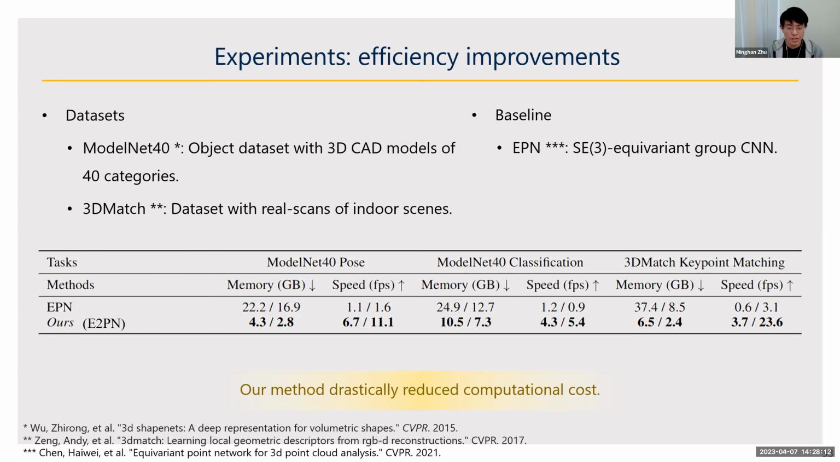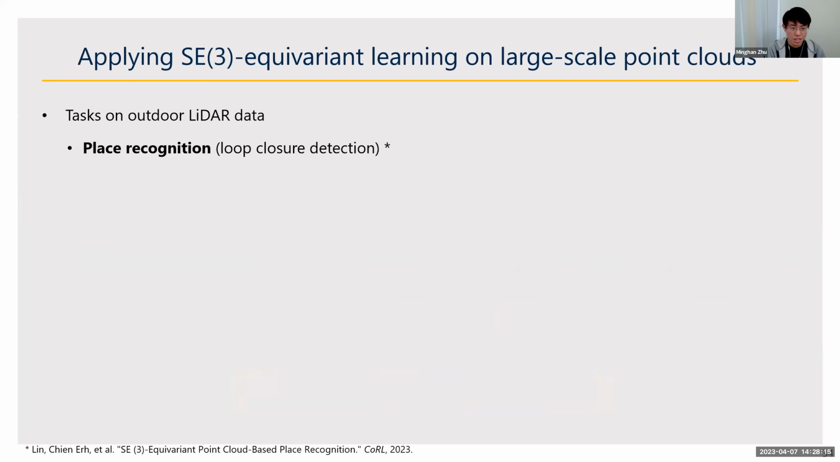With this improved efficiency, we can apply this E3 equivariant learning to larger scale point clouds. Here we are talking about LiDAR data. They scan the outdoor environment, and they can be of a huge number of points. Because of the efficiency improvement, we can now apply these equivariant models on this huge data. For example, here is a place recognition work done by one of our lab mates, Cynthia, in a recent work. Actually, it's 2022, but because the publication is in 2023, it's last year's core paper.